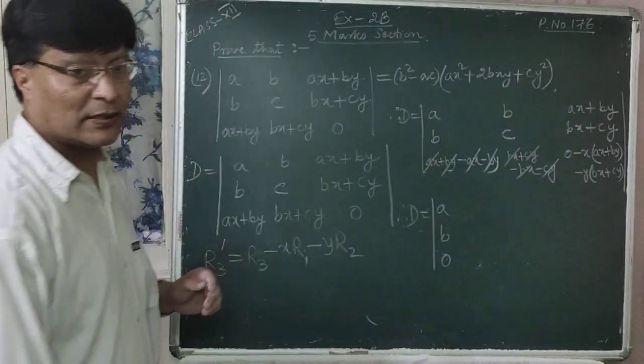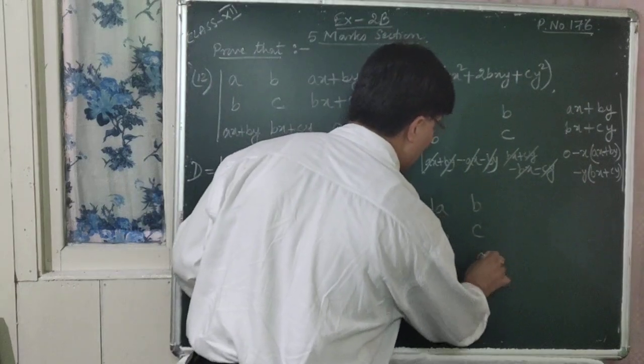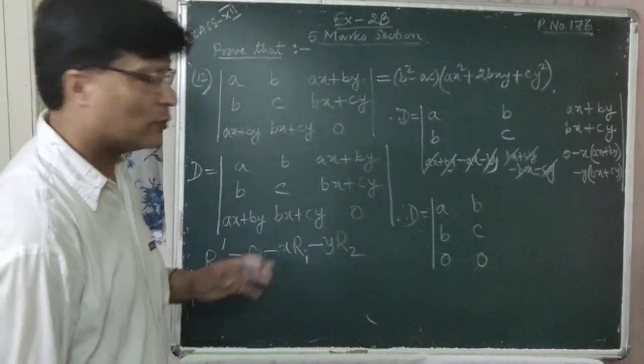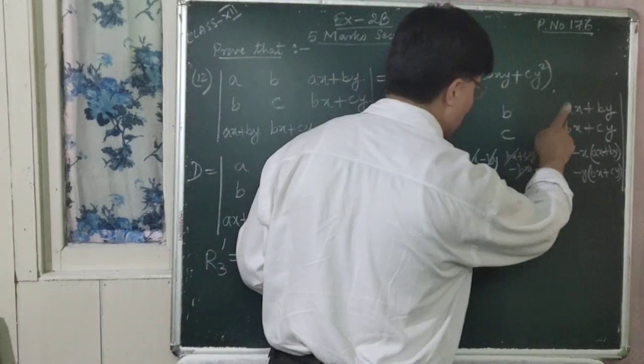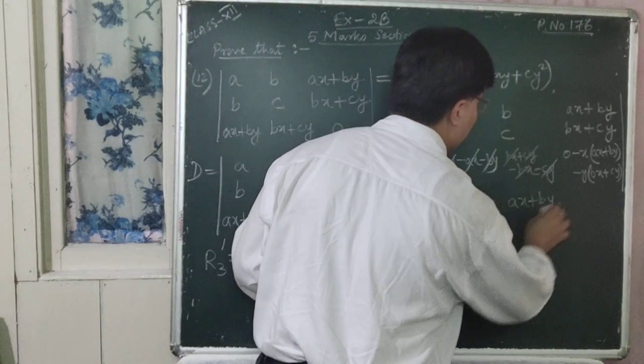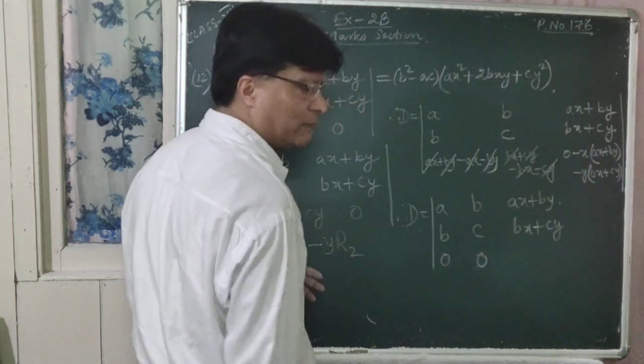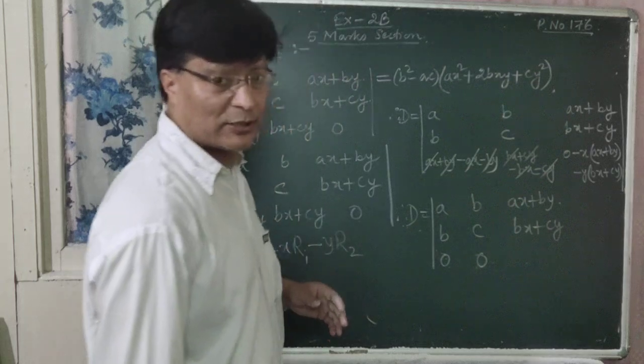AB0, right? What is the second column? BC0, right? What is the new third column? It is AX plus BY, BX plus CY. Next, this one, 0. You don't have to write it 0.